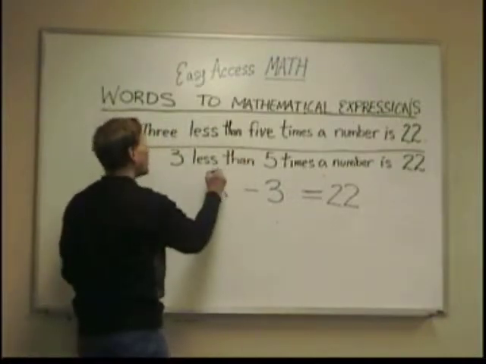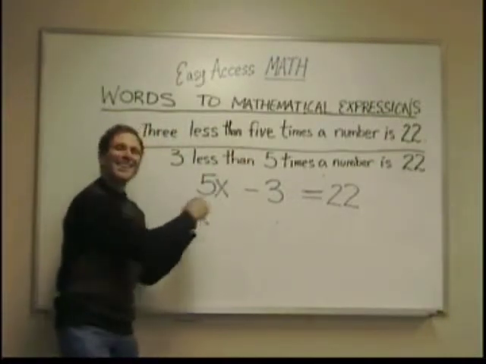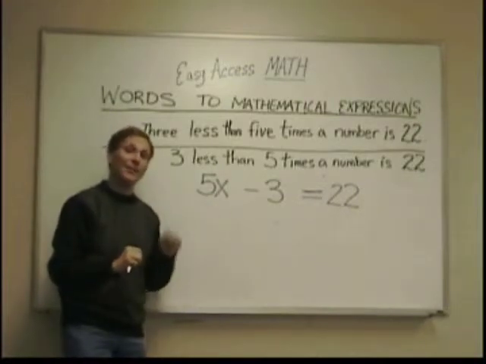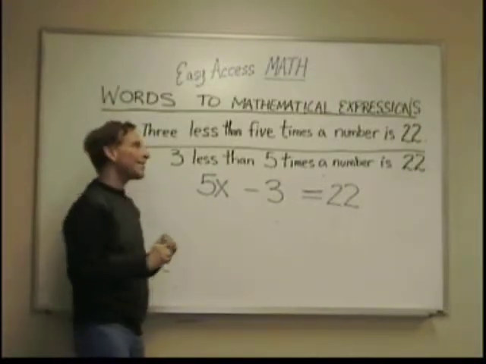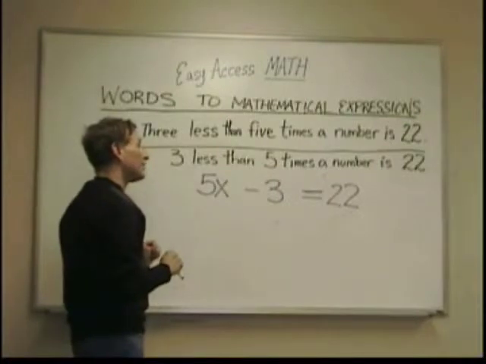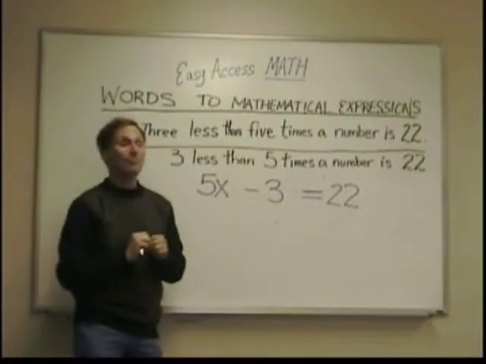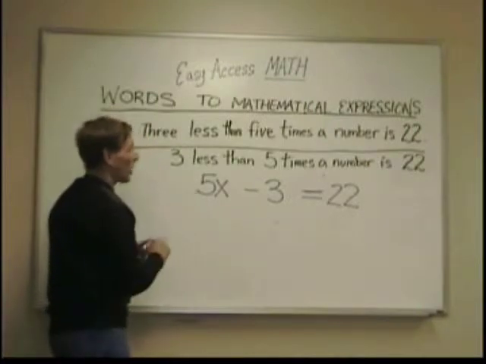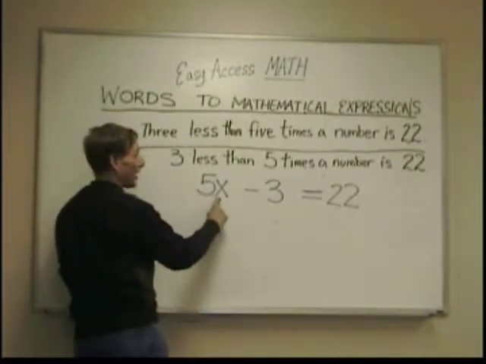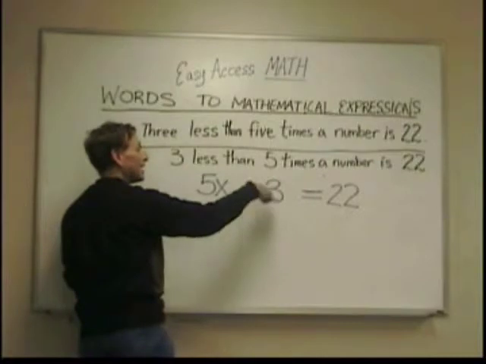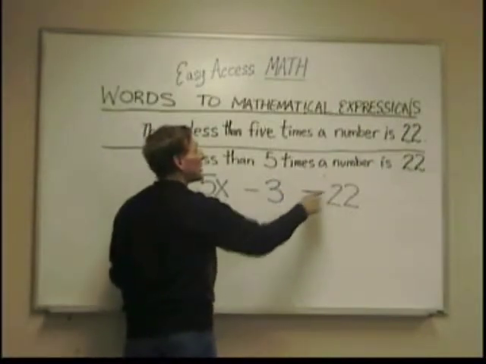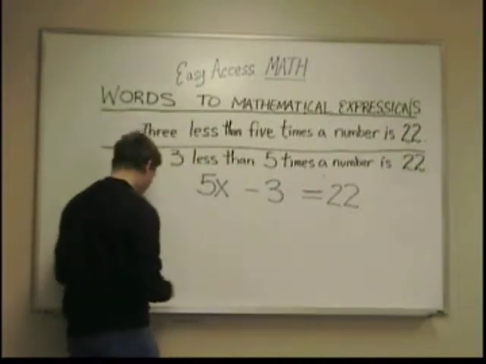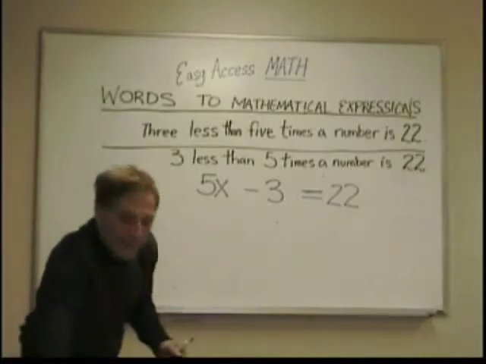And it's 5 times a number, so that would be 5 attached to the x. 5x is 5 times a number. Sometimes by working it backwards, you could get your statement. 3 less than 5 times a number is 22, is actually 5x minus 3 equals 22. The is means equals. We'll identify that.